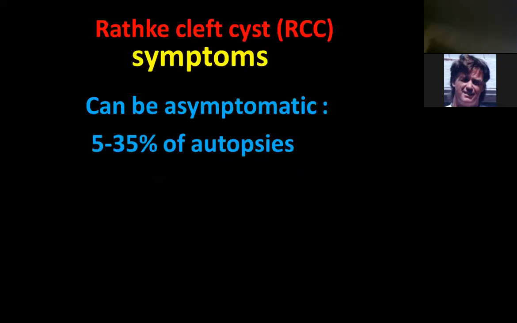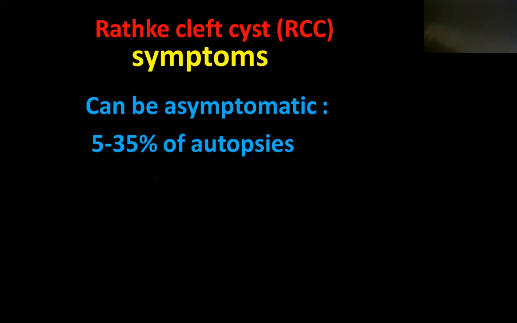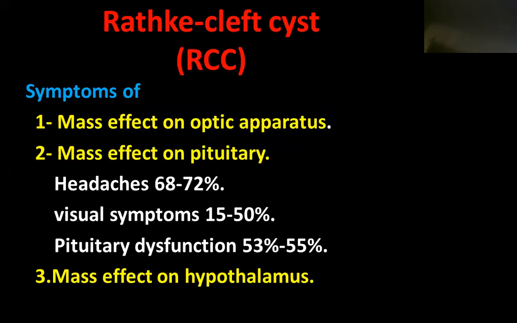What are the symptoms? They can be asymptomatic, and the reason why I'm saying this is that 5 to 35% of autopsies show this Rathke cyst. So people are living with it, they did not notice it. On autopsy, you find that they have Rathke. So it could be asymptomatic, or it could have symptoms, and that's your answer, doctor.